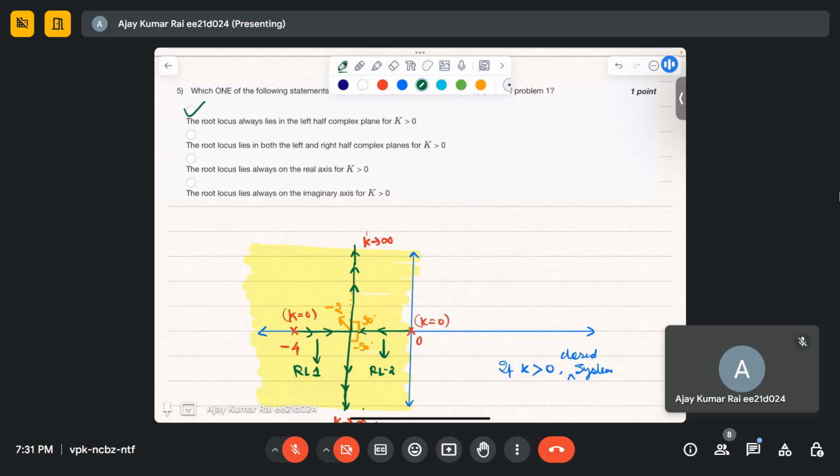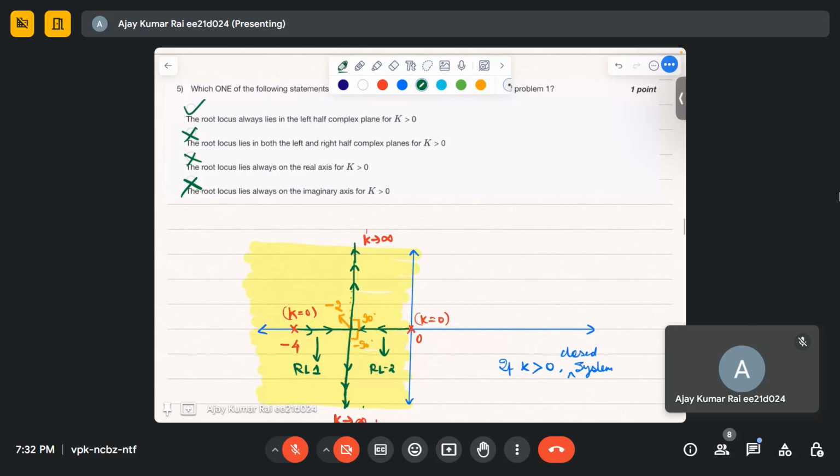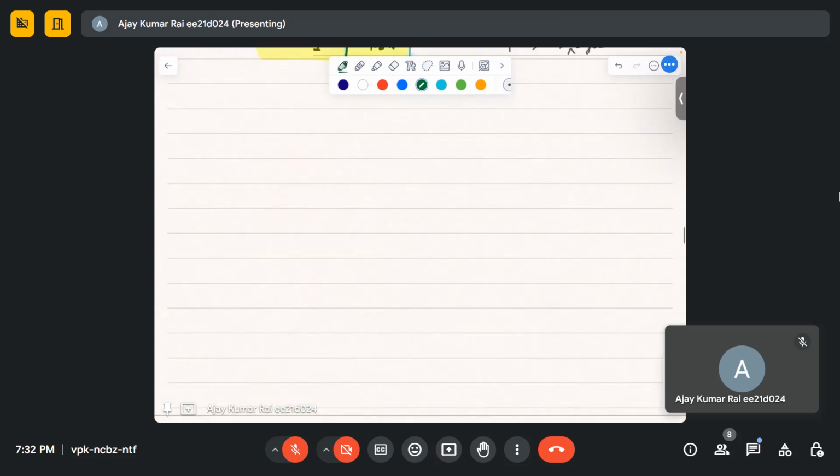The second statement is the root locus lies in both the left and right half complex plane for k greater than 0. This is wrong. The third option is the root locus lies always on the real axis for k greater than 0. This is also wrong, because at s equal to -2, it emerges from the real axis into the complex plane. The fourth statement is the root locus lies always on the imaginary axis. This is also wrong. I hope there is no doubt in this. Directly by seeing the root locus, you can answer this.